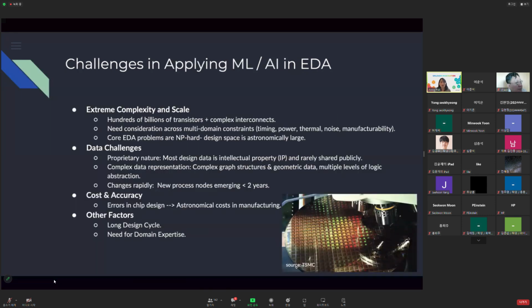Now let's think about the challenges in applying ML or AI in this EDA industry. As you can imagine, there are hundreds of billions of transistors and complex interconnects between them, so the complexity is really humongous. And then we need to consider multi-domain constraints such as timing. Timing means meeting the clock speed. And also power, for example for the chip in your cell phone, there will be a power limit that we need to satisfy.